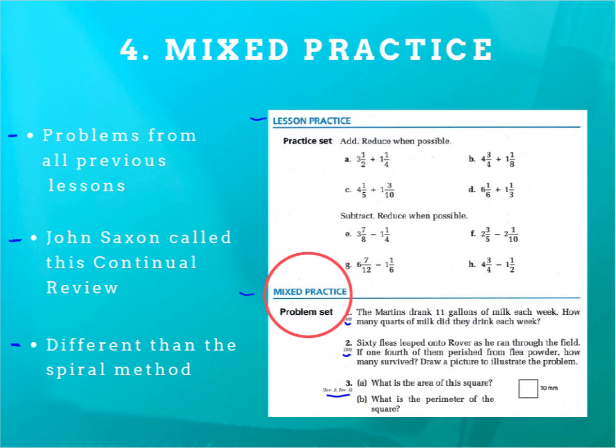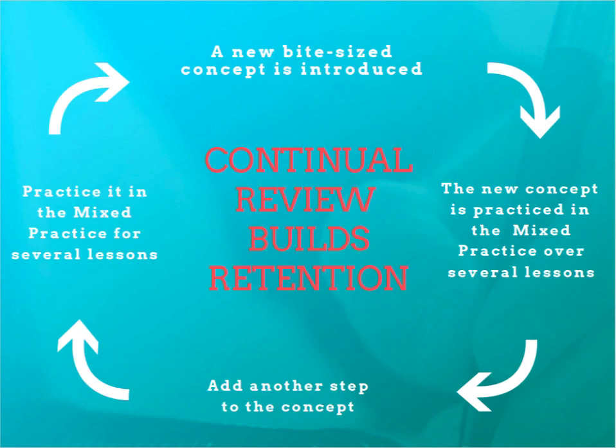Some people confuse this with something called the spiral method. It's not the spiral method. And just a little more detail here. What happens is, first, a new bite-sized concept is introduced, and then that new concept is practiced in this mixed practice section. You do that over several lessons. Then you'll have a new lesson and a new dive lecture that'll have another step added to that concept. So you practice that in the mixed review for several lessons. Add another new bite-sized concept to that, and so it just builds step by step over time, building fluency.